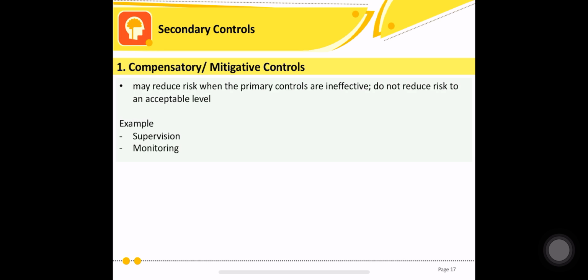It can help the primary control since ineffective na nga, nakalusot, nagkaroon ng bank robbery. Now, you have a CCTV device wherein you can watch yung mga nangyari for that day. So, therefore, it can help. It can help to correct the actions, to correct the risks, to identify yung kung sino man yung robbery na yun.